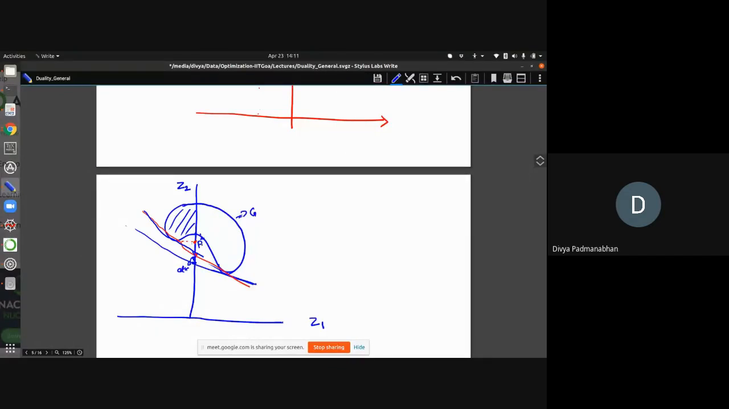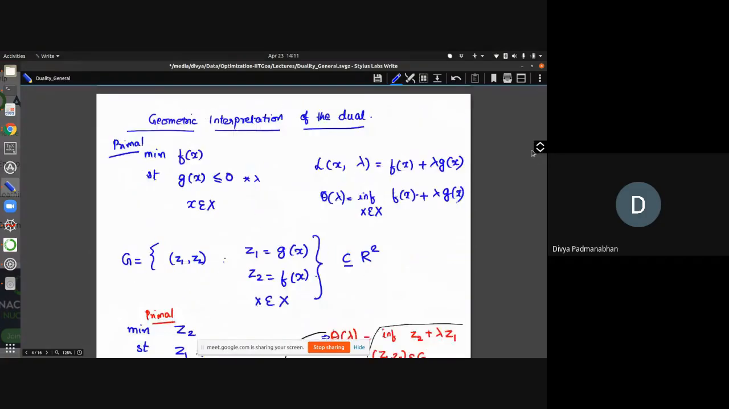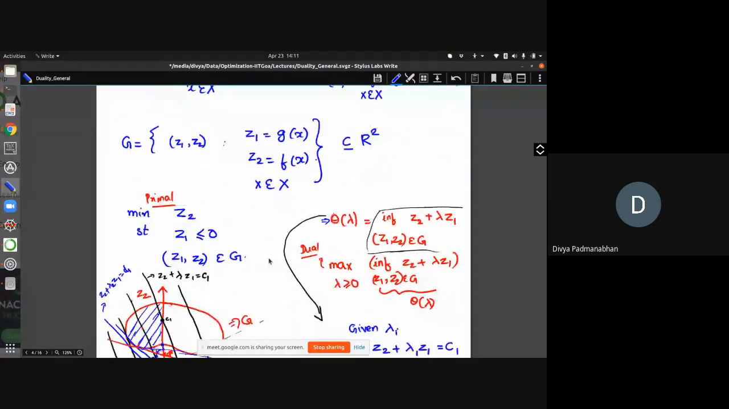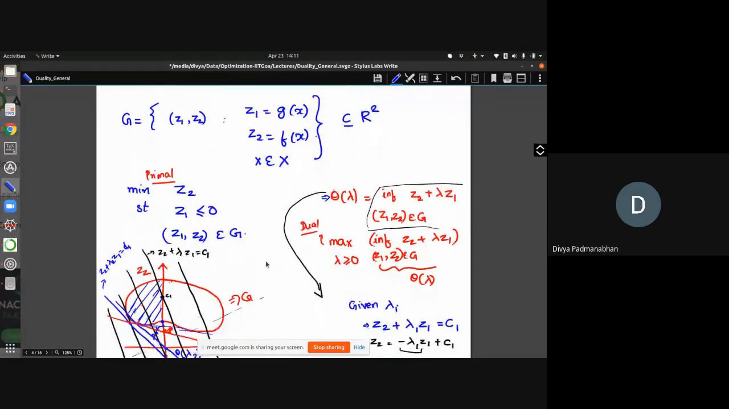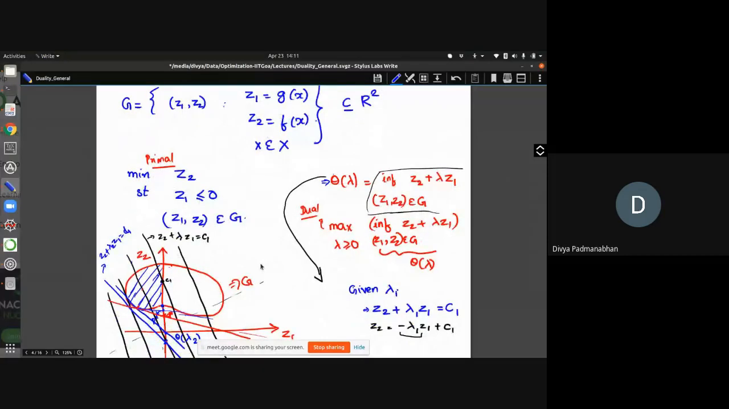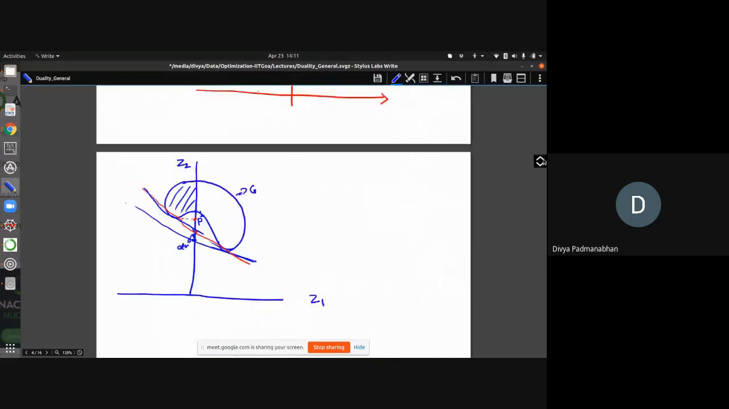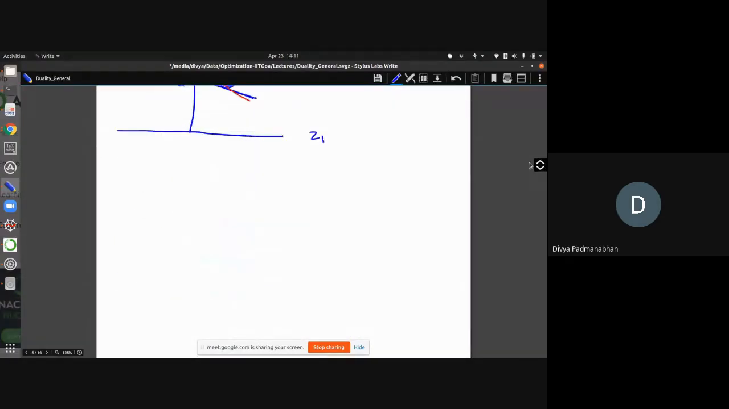Okay, so that's the geometric interpretation of the dual. Now you could also try to see what happens if you had one equality constraint instead of an inequality. Okay, so the only difference would be that instead of taking lambda greater than or equal to 0, you would allow for all possible slopes. Okay, so just try to take some examples and see how that works out. Okay? So yeah, this is something I wanted to clarify.